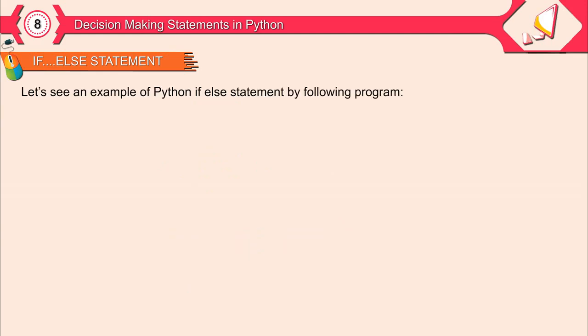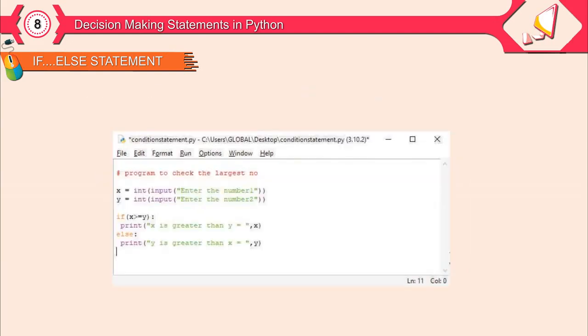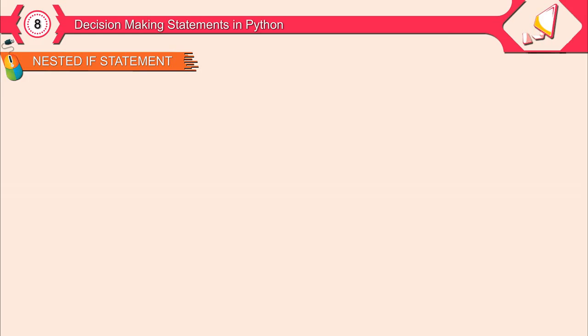Let's see an example of the Python if-else statement in the following programs. Program to check whether the given number is even or odd. Output of the program. Program to check the largest number between two numbers. Output of the program.